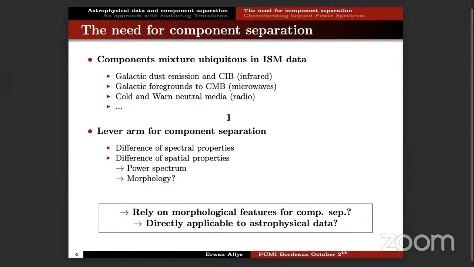But then the question is, how can we rely on morphological features to make this component separation? And also, how can we have methods that could be directly applicable to astrophysical data? Because when you speak about morphological features, there are a lot of new results with machine learning approaches and things like that, which are very promising. But you need to be able to apply that to observations if you want to really have astrophysical results at the end, and it can be very complicated, in particular when you don't have proper physical models of the different components.